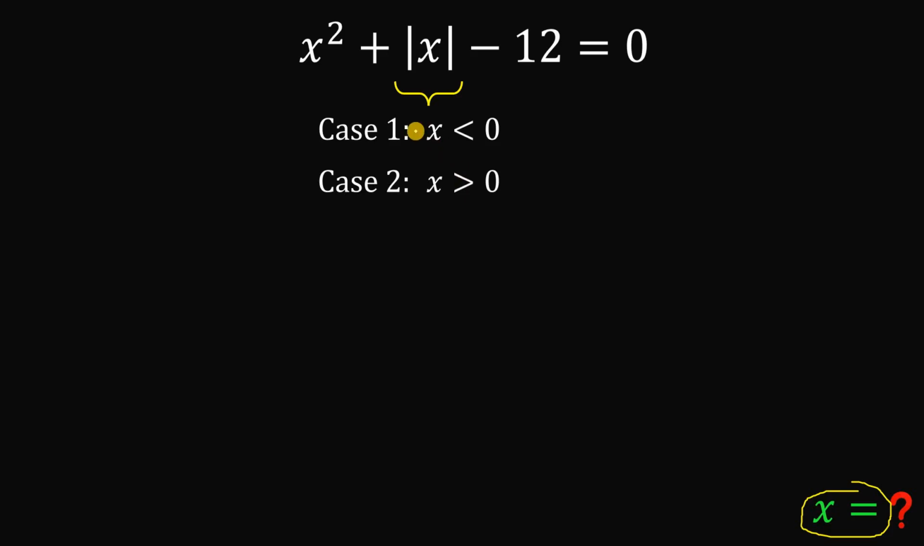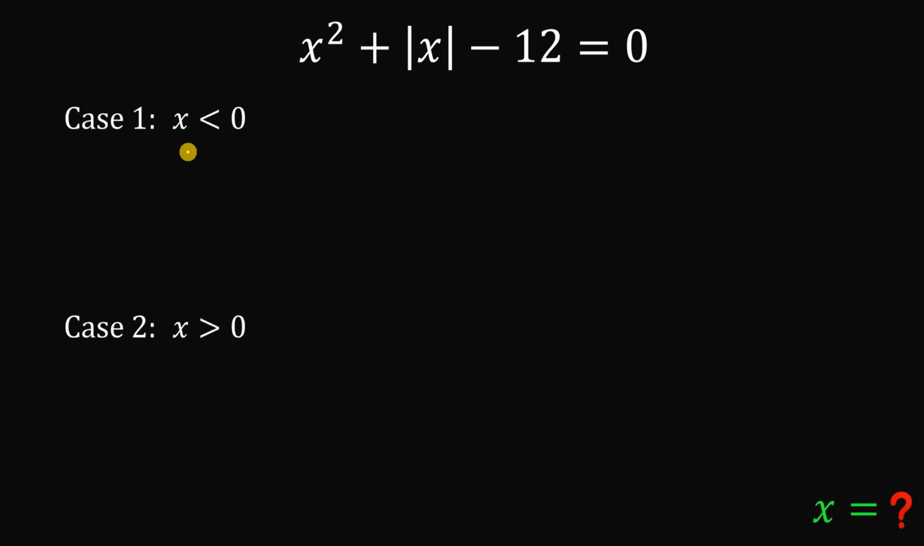Now, assume for a moment that we don't have any absolute value. So let's have case 1 and case number 2. When x is less than 0, this part becomes negative. So we have x squared minus x minus 12 equals 0. Now, what we're going to do is solve this quadratic equation. To solve this, we will use some factoring techniques.